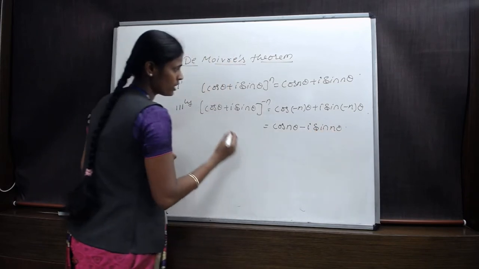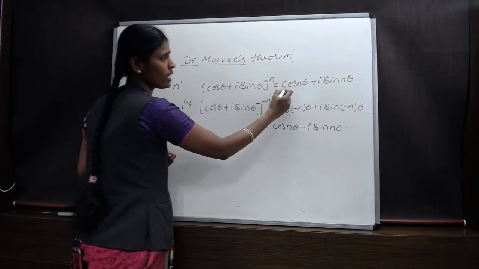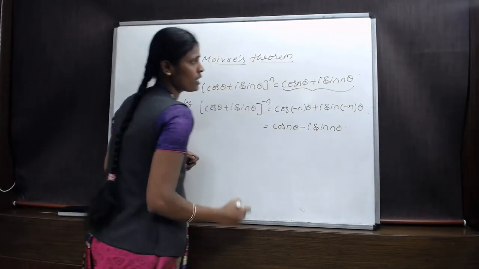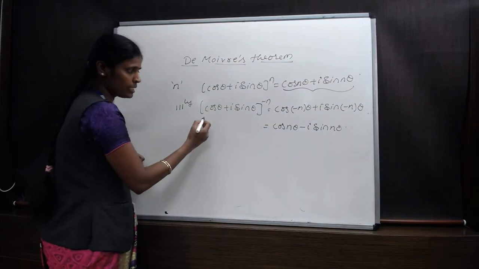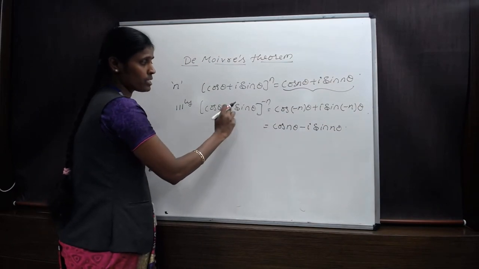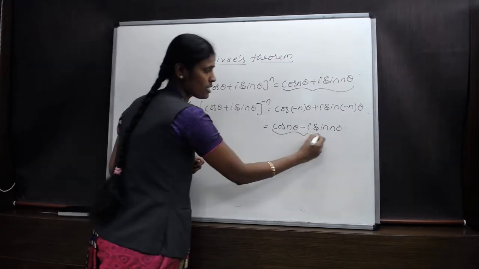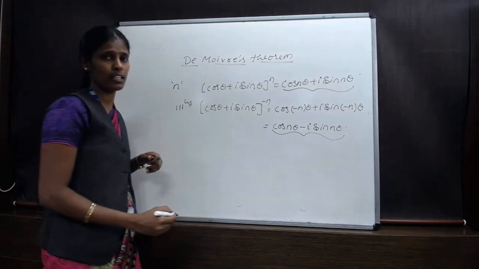So we can conclude that (cos theta plus i sin theta) to the power of n can be written as cos n theta plus i sin n theta. Similarly, (cos theta plus i sin theta) to the power of minus n can be written as cos n theta minus i sin n theta.